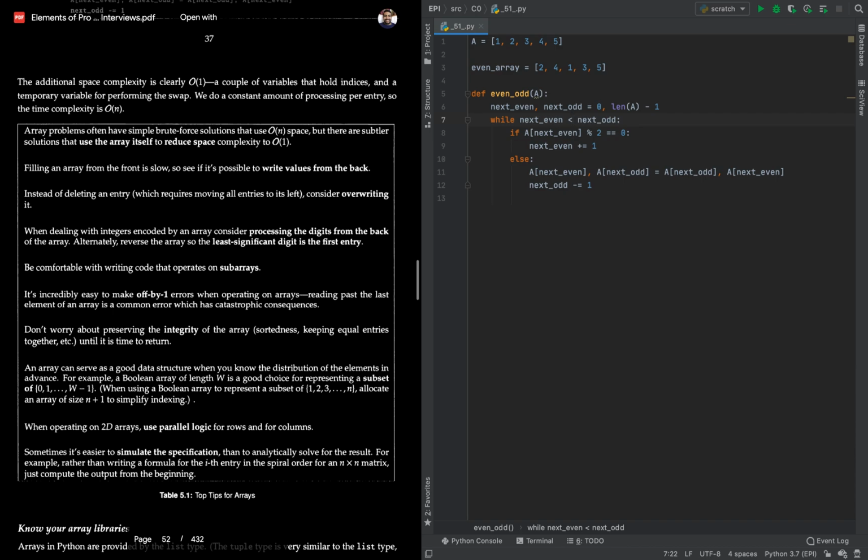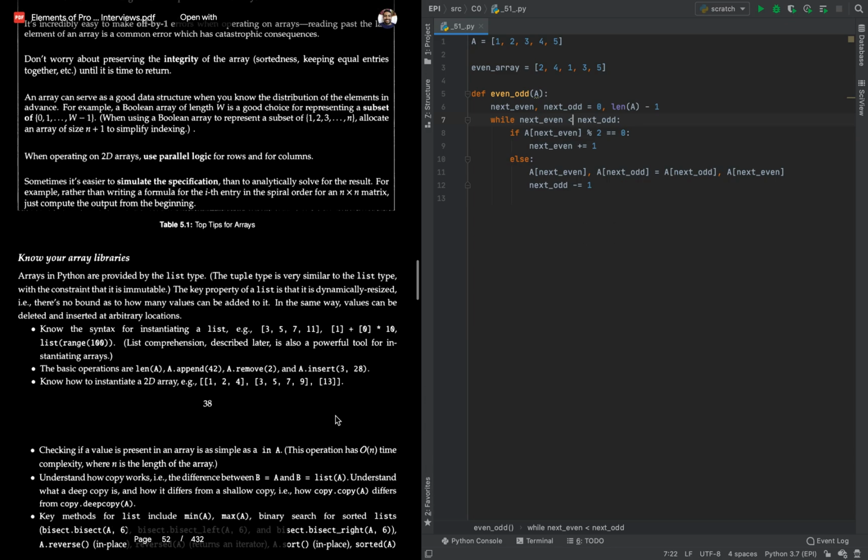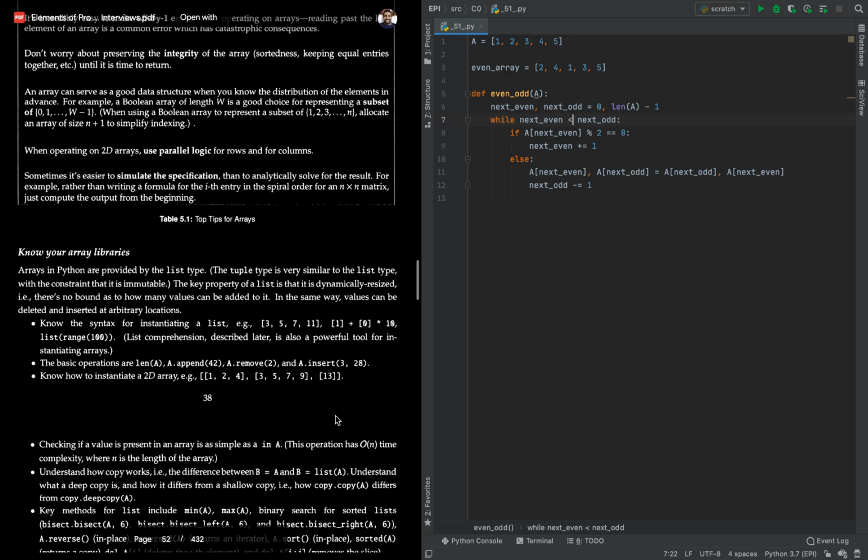An array can serve as a good data structure when you know the distribution of the elements in advance. For example, a Boolean array of length w is a good choice for representing a subset of 0, 1, ..., w minus 1. When using a Boolean array to represent a subset of 1, 2, 3, ..., n, allocate an array of size n plus 1 to simplify indexing. When operating on 2D arrays, use parallel logic for rows and columns. Sometimes it's easier to simulate the specification than to analytically solve for the result. For example, rather than writing a formula for the ith entry in the spiral order for an n by n matrix, just compute the output from the beginning.